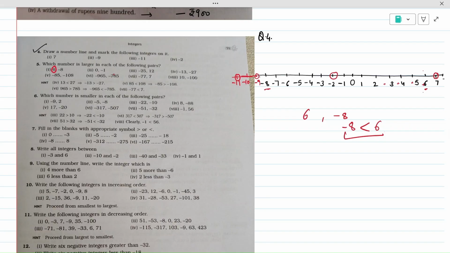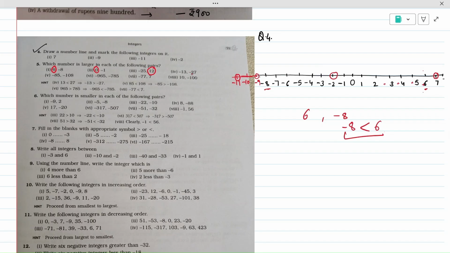Between 0 and minus 1, again 0 is on the right side in the number line, so 0 is greater. Minus 25 and 12. On the number line, 12 is a positive number first, so it will always be greater than the negative number. Also, if you draw it on the number line, it will always be on the right. So the number which is more toward the right on the number line is always greater than the number on the left. This we have already learned in our NCERT questions. Same things we are doing here.